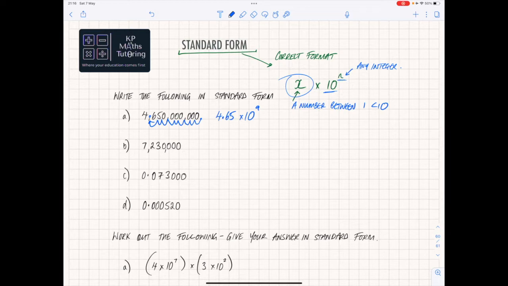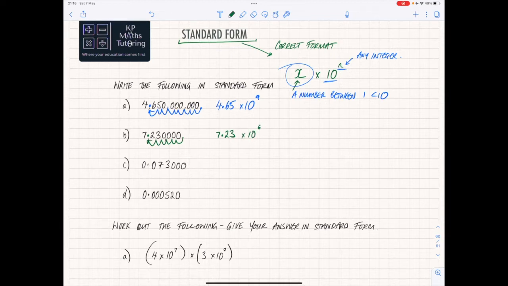Okay, so let's look at this one. You can pause the video, have a go at this one if you want to, or you can just wait for me to go through it. So again, I've got to get my decimal to there, so it's going to become 7.23, and then counting how many places I need to move, 1, 2, 3, 4, 5, 6, times by 10 to the power of 6. That would be the answer there.